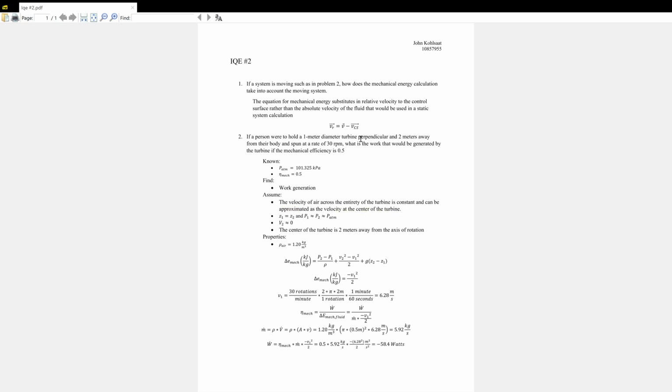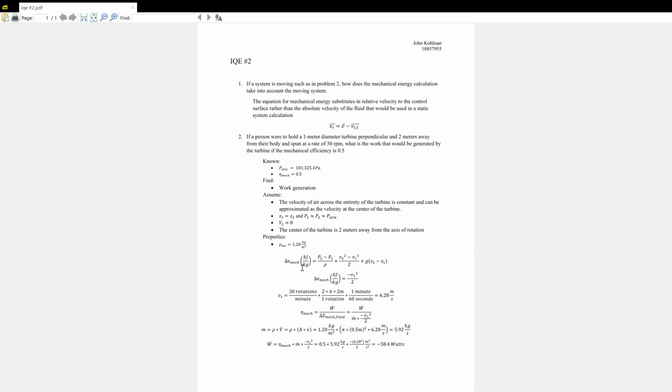We're also given that it's going in a perpendicular path to the human, so z1 equals z2, and we are at the same conditions on both sides of the turbine because we're outside, and we can approximate v2 is equal to 0 because we are not given a change in velocity, and it is not possible to calculate work without assuming v2 is equal to 0. All right, and then also given in the problem, the center of the turbine is 2 meters away from the axis of rotation. And finally, for the properties, we're using density of air is 1.2 kilograms per meter cubed.